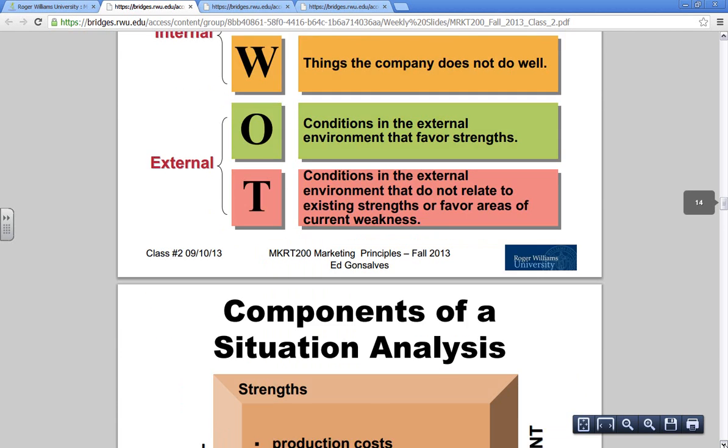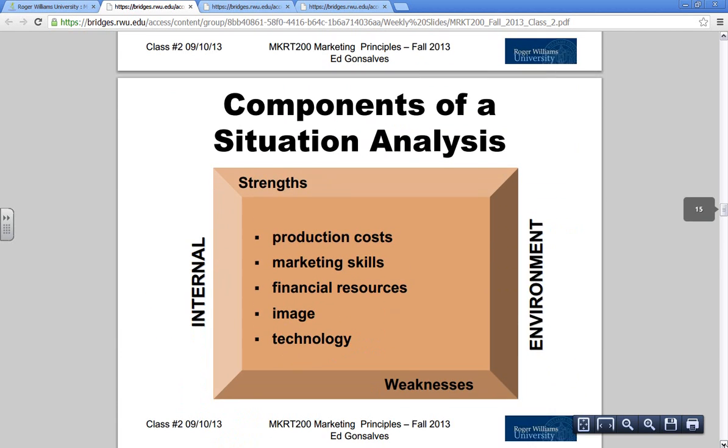And I gave an example in that report of exactly what we did. So components of a situation or SWOT analysis, right? Can you make stuff inexpensively? Do you have really good marketing techniques? Do you have a lot of money to spend? What's your brand or your image?